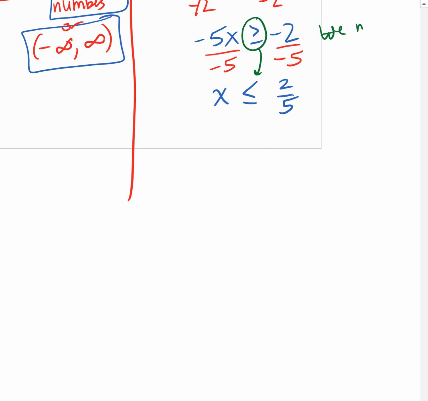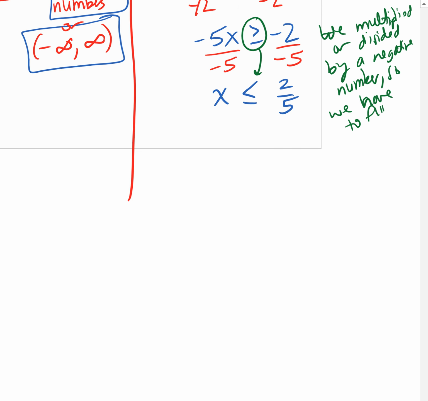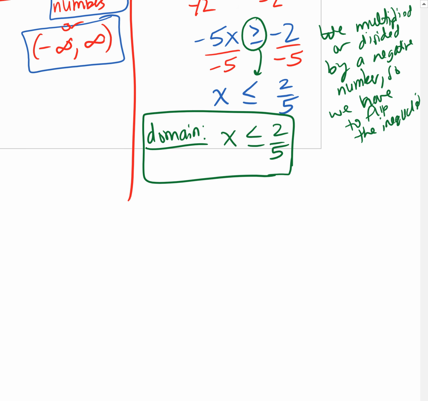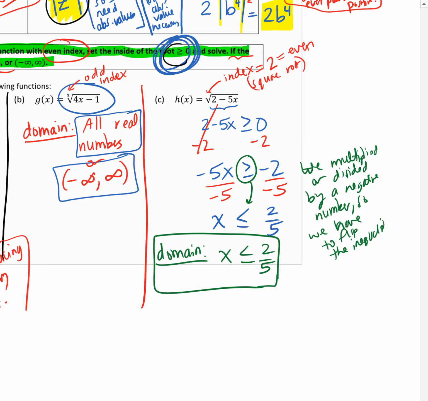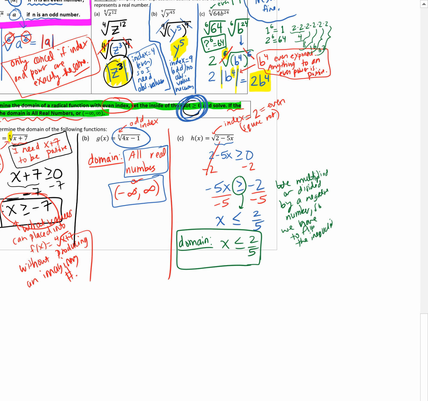We multiplied or divided, either one, by a negative number, so we have to flip the inequality. It used to be a greater than or equal to, now it's a less than or equal to. So there it is, our domain is all the x values that are less than or equal to 2/5. So apparently, as long as you put an x value that's less than or equal to 2/5 into that function, you're not going to get an imaginary number. But if you put something larger than 2/5 in, you're going to get an imaginary number, and that's no good.